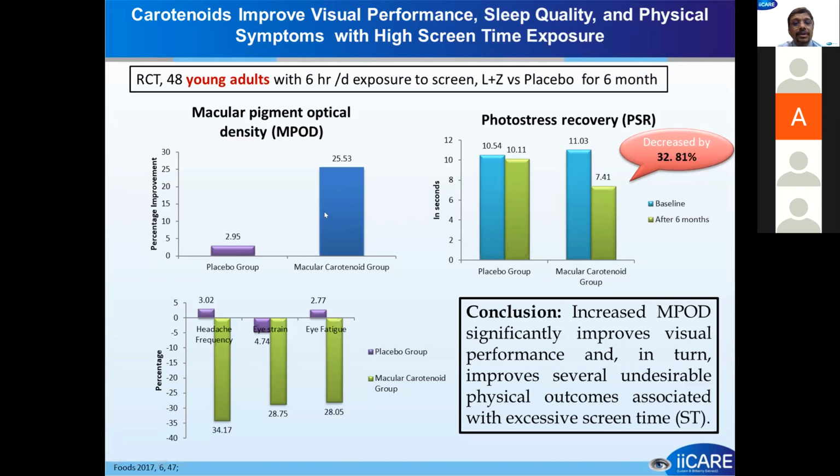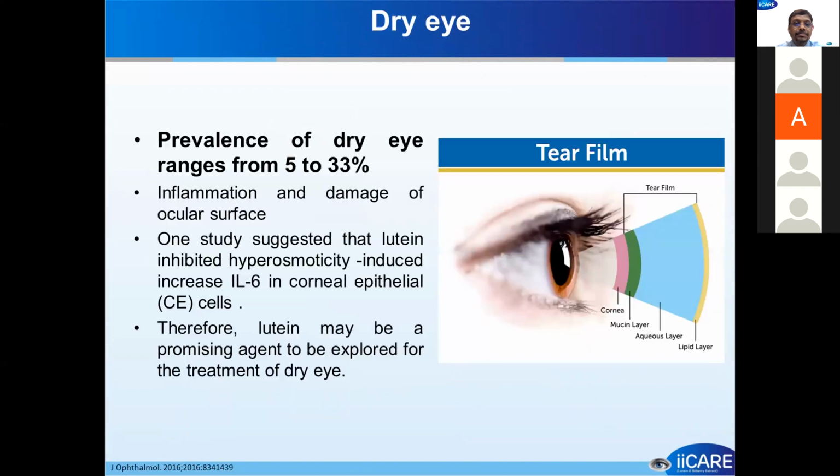And it was found that the macular pigment optical density, MPOD, was significantly increased, and the photo stress recovery time was decreased. The other physical symptoms like headache and eye strain, and eye fatigue, were also improved. And it was concluded that the increased MPOD significantly improves the visual performance, and in turn improves several undesirable physical outcomes with this lutein and zeaxanthin supplementation.